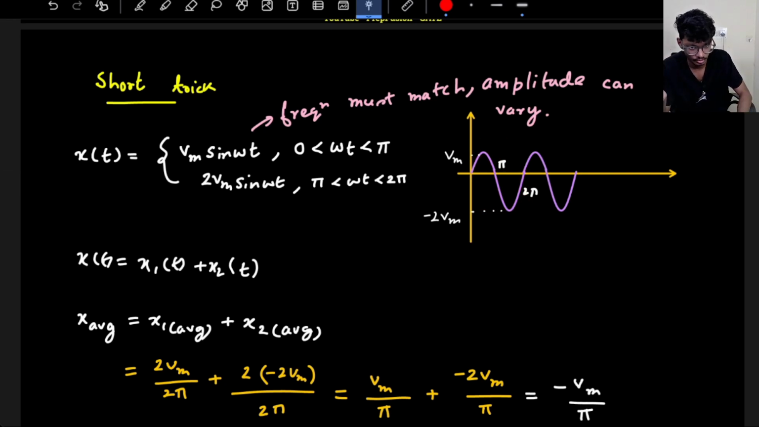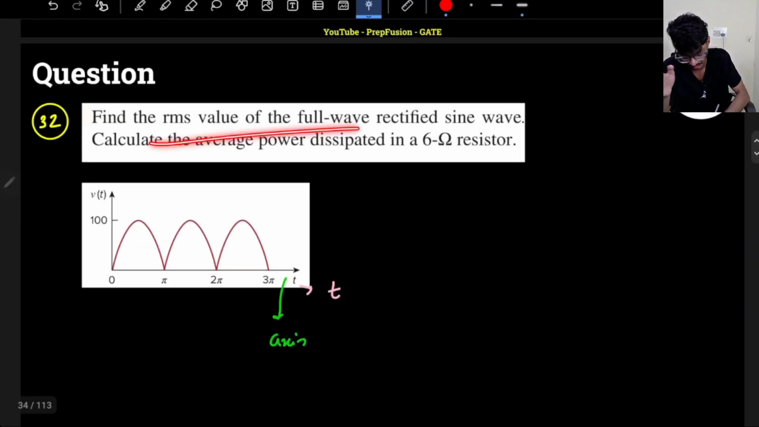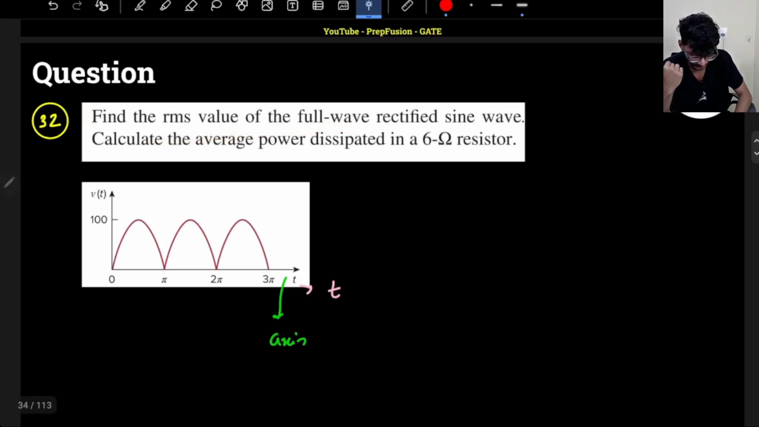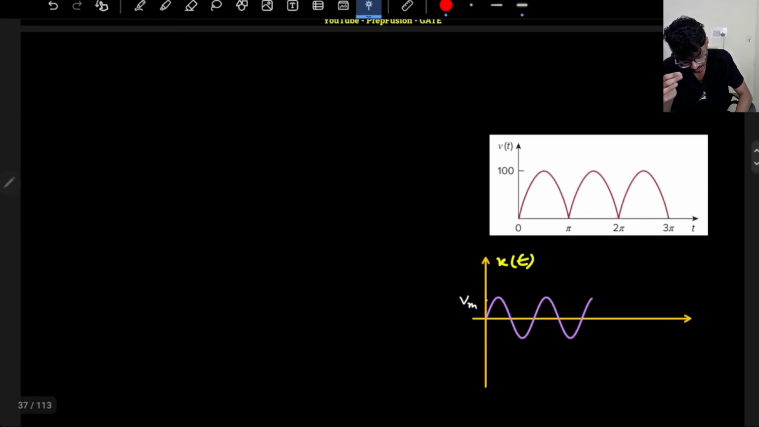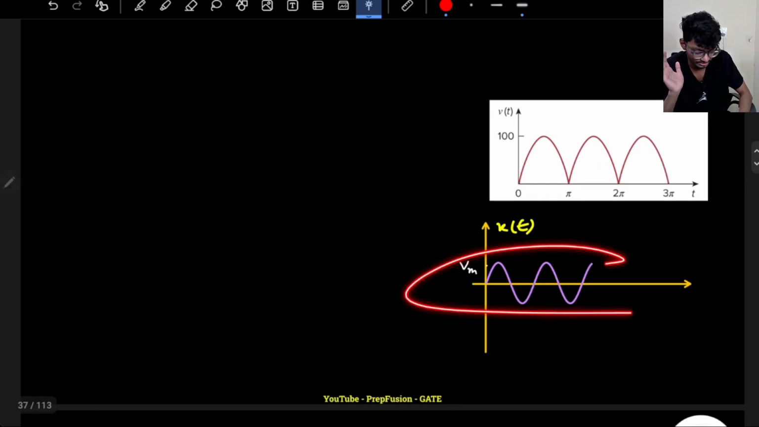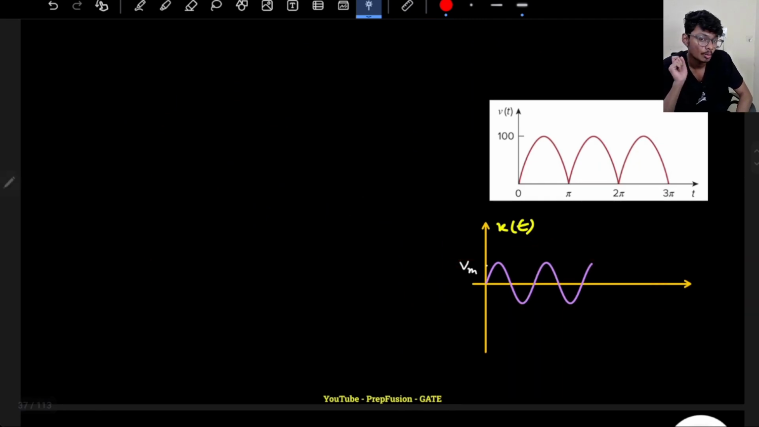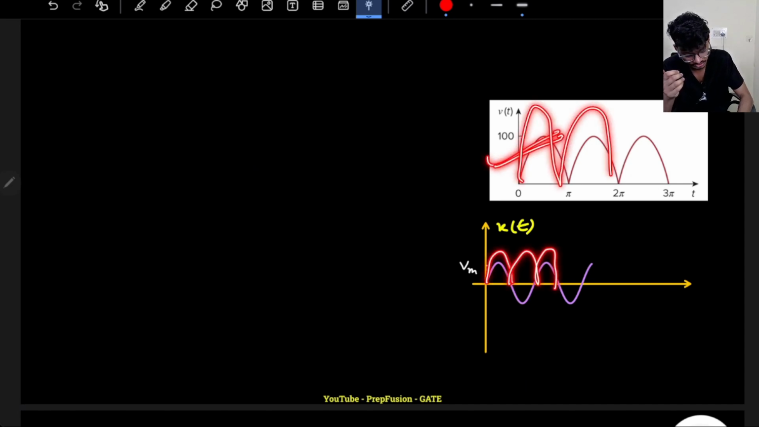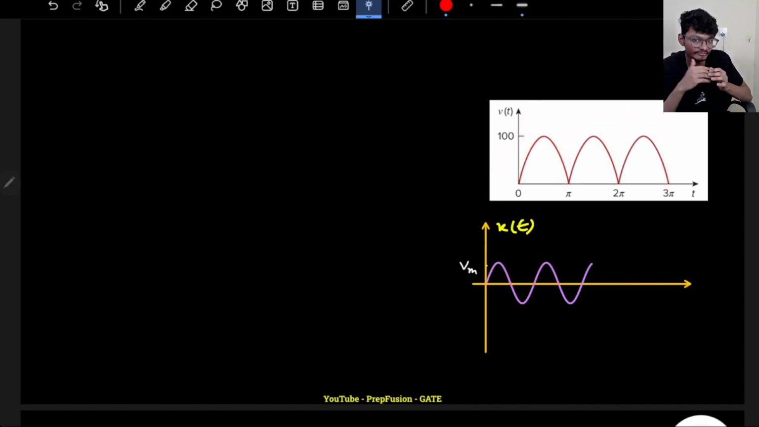Now let's come back to our question. Basically, we have to find out the RMS value. We have not found out the RMS value. So the RMS value will be the same as a normal sinusoid. Why will it be the same? It will be the same because if I square a normal sinusoid, what will happen? It will also be always positive. If I square a rectified sine wave, it is anyways always positive. So after squaring, everything is anyways the same.